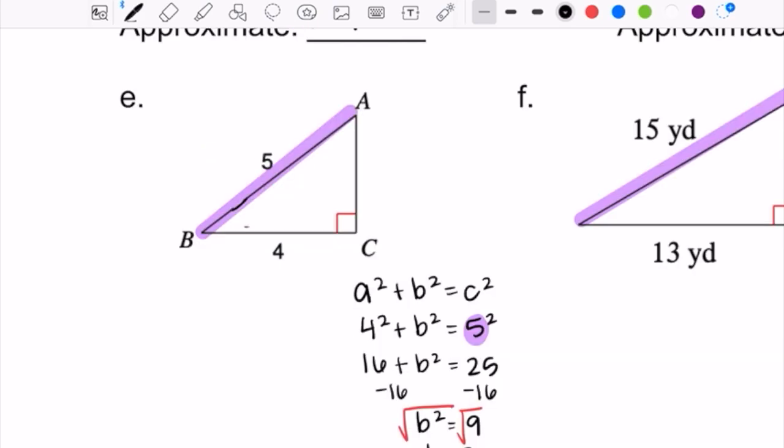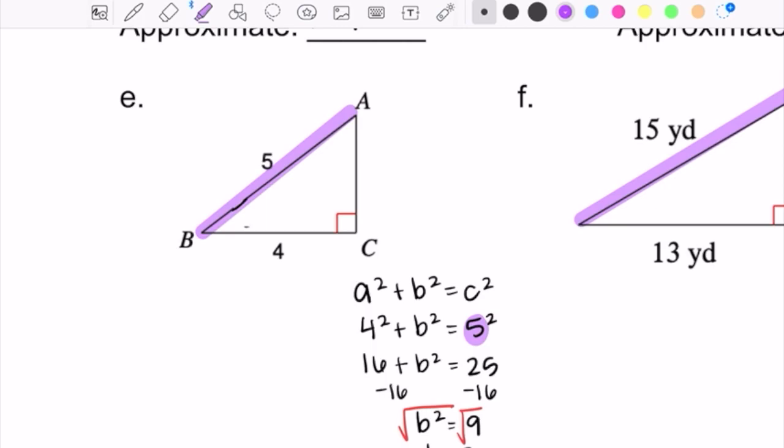On letter E, I'm solving again using the Pythagorean theorem. I'm careful to make sure that I put the 5 in for the C because the 5 is my hypotenuse, so the 5 has to go in for the C. The 4 could go in for the A or for the B. Here I put it in for the A, and then I decided to let the B stay B. So 4 squared is 16, 5 squared is 25, and then you minus the 16 from both sides.